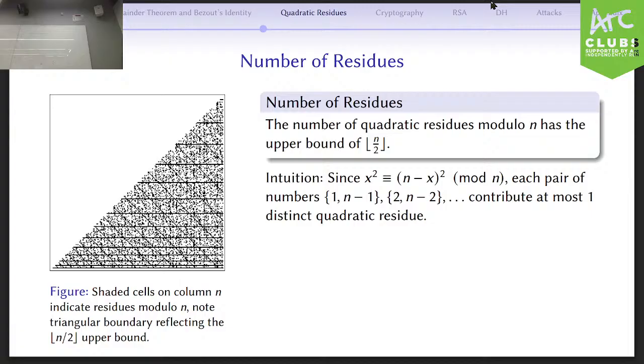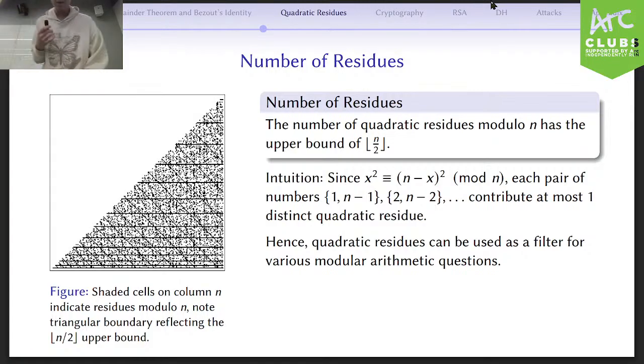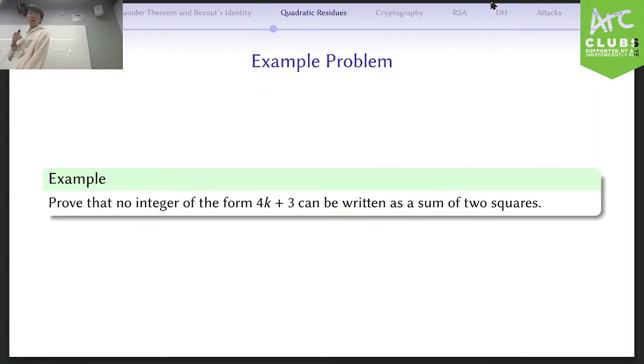So let's do an example question. Next slide. We have, hence, the quadratic residues can be a filter for various mod questions. And here's a pretty easy example. Prove that no integer of the form 4k plus 3 can be written as a sum of 2 squares. I'll give you some time to do that if you wish, I guess 1 to 2 minutes, and then we can go through it.